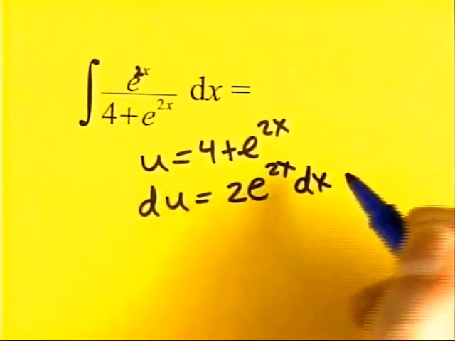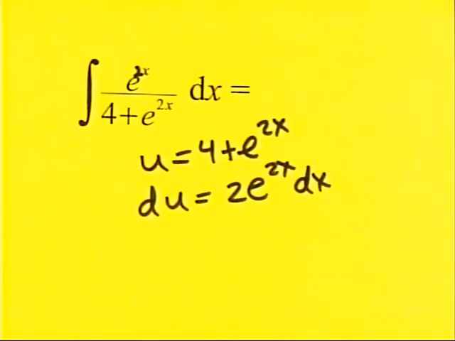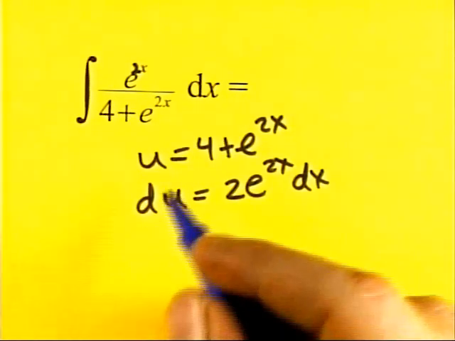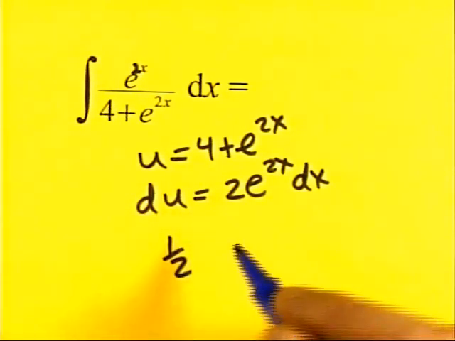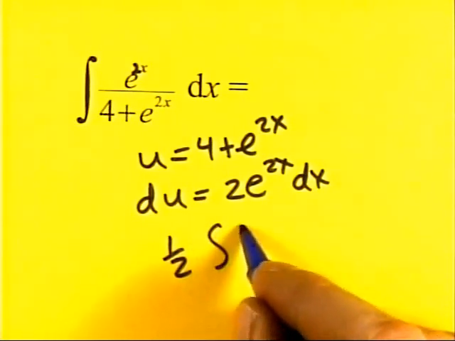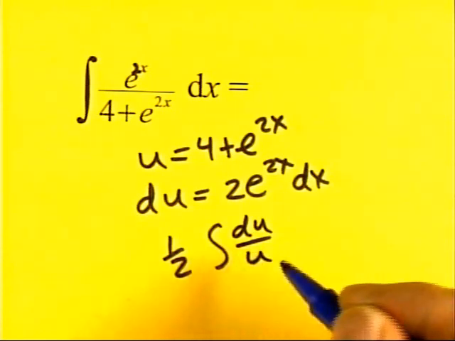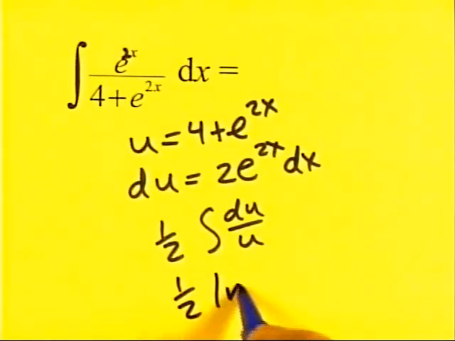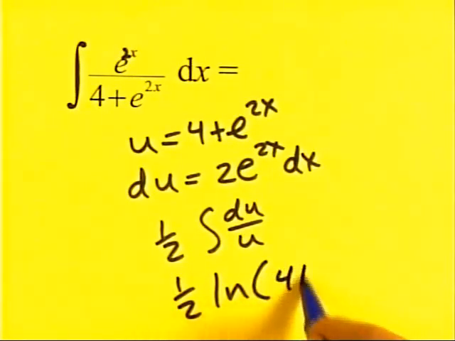Okay, and what do I do from there? You're going to cancel out, so you're going to be left with 1/2 integral of 1 over u. So it's du over u, right? Right. Okay, and then that's just 1/2 natural log of u, or 4 plus e to 2x.